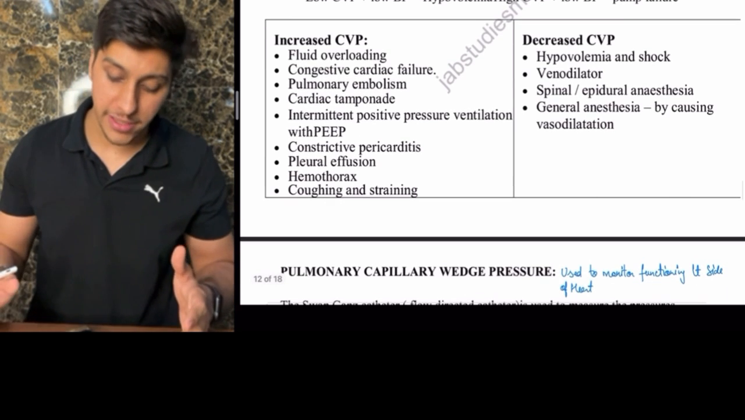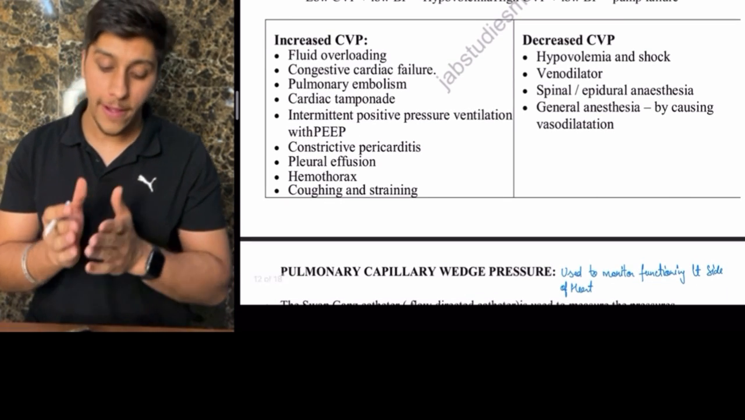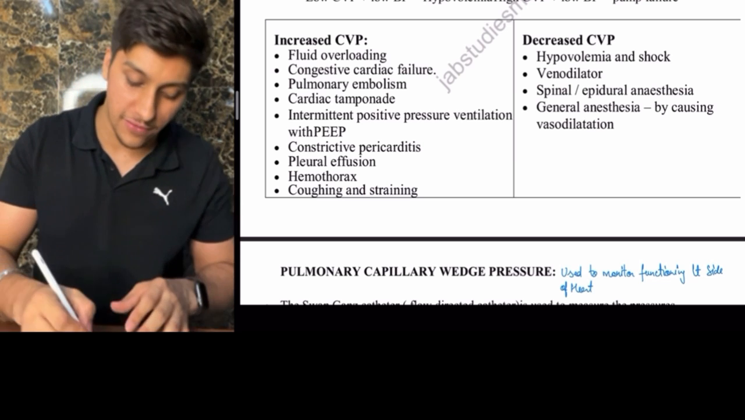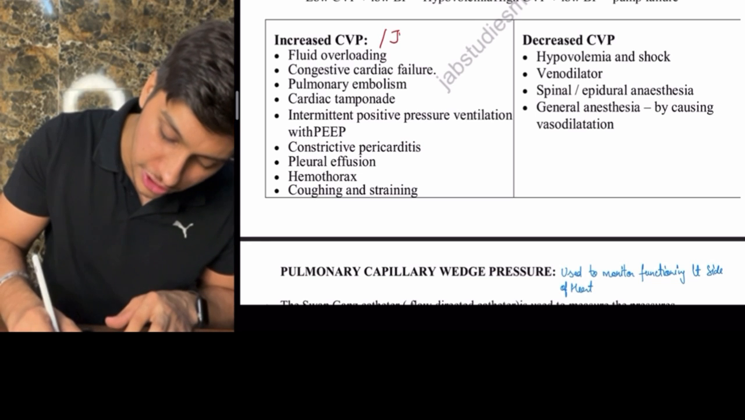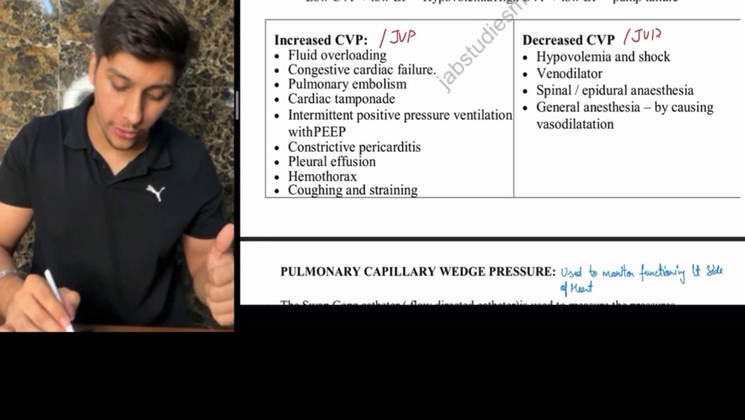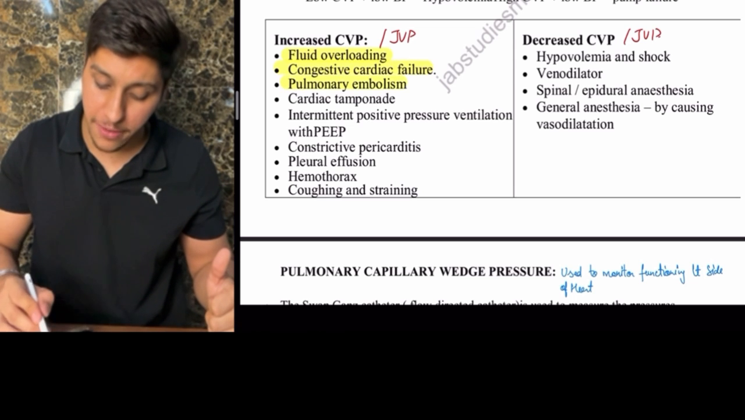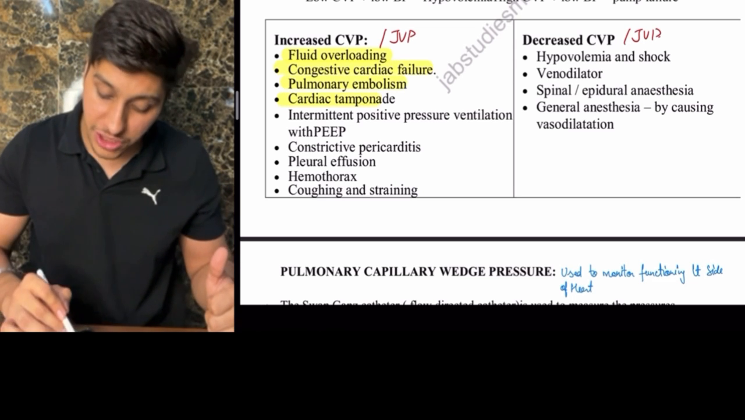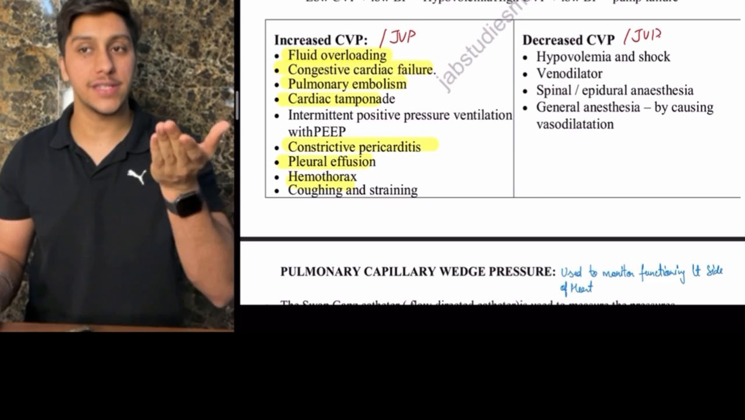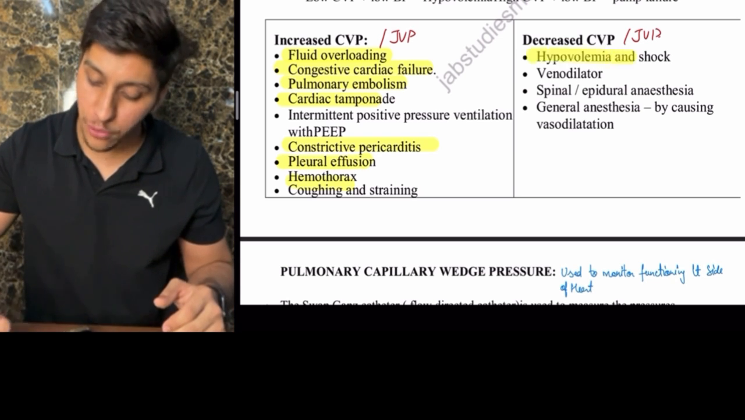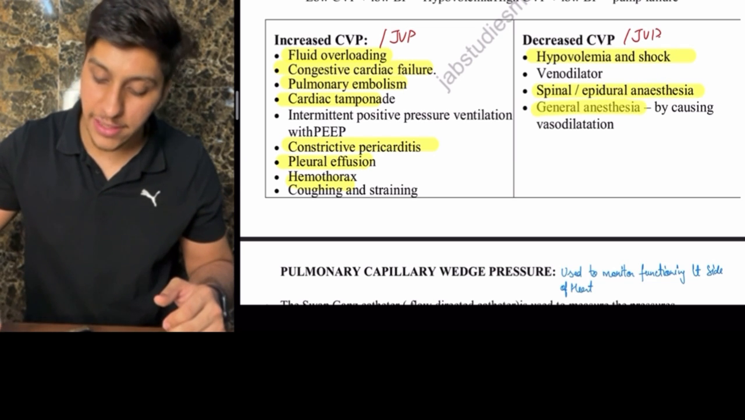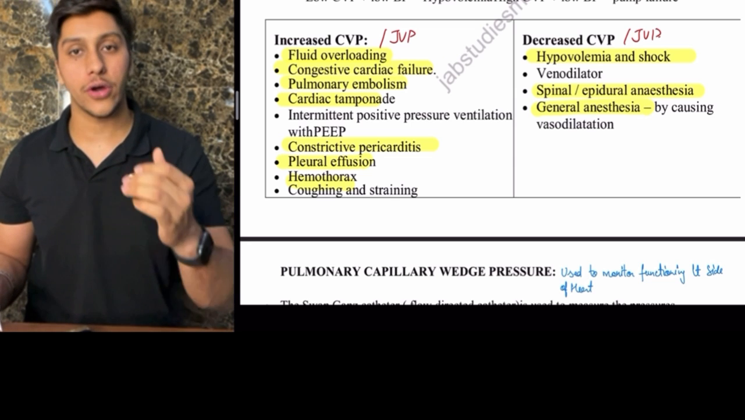Here are the conditions in which you should know whether they are increasing the CVP or decreasing the CVP. Remember guys, CVP is also your JVP. It's the same thing. Conditions like fluid overload, congestive cardiac failure, pulmonary embolism, cardiac tamponade, constrictive pericarditis, pleural effusion, and hemothorax cause an increase in JVP. On the other hand, if you have hypovolemia or shock, or if you have spinal or epidural anesthesia and general anesthesia, these can cause a fall in JVP.